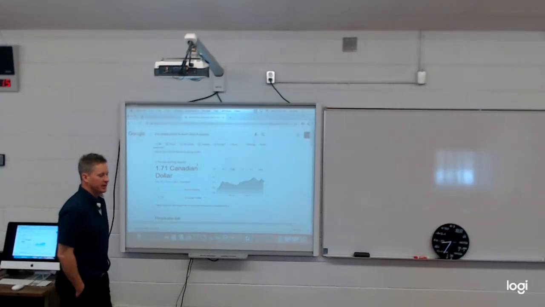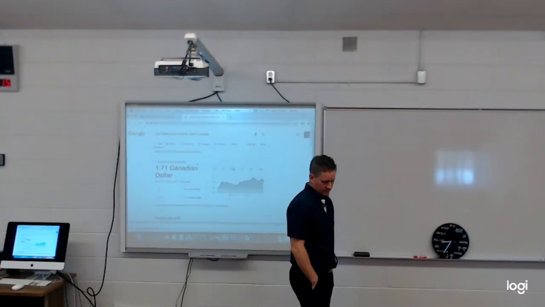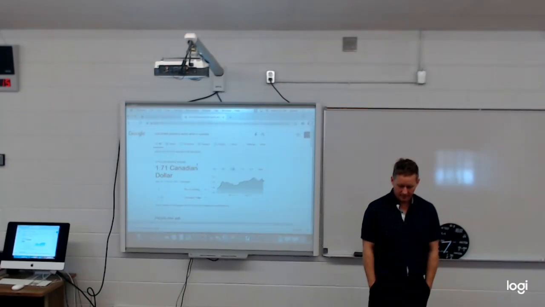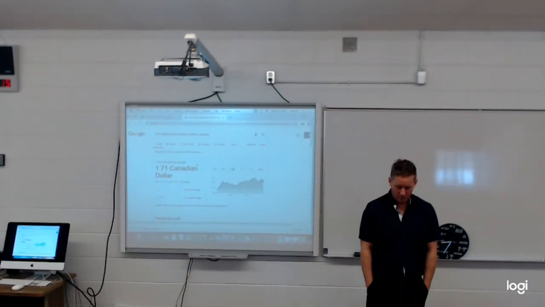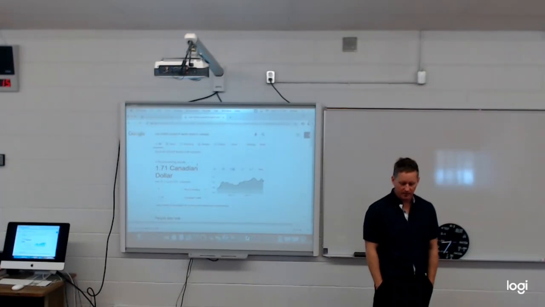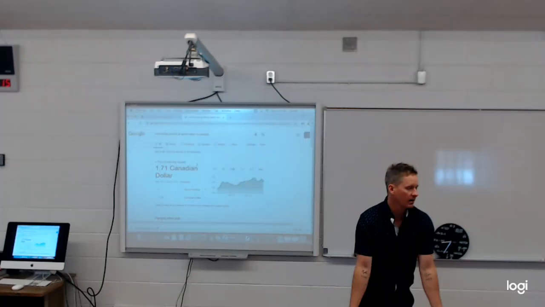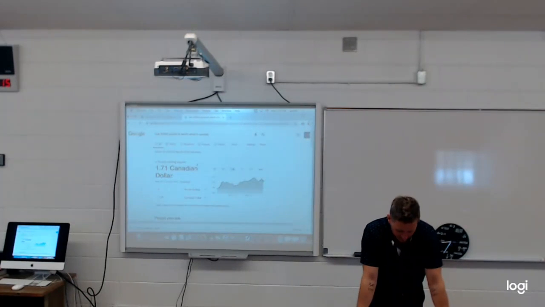What is it on the sheet? $1.59. Maybe. Okay, so 1 British pound is worth $1.65. So it hasn't moved much, has it? It's gone up 6 cents. So the Canadian dollar still is weaker than it was for all the markets back then.